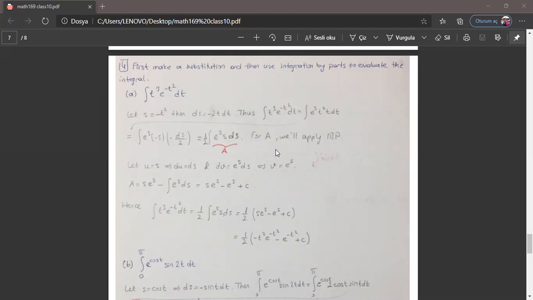Now for this integral, we will apply integration by parts. We say u equals s and dv equals the rest, e to the s ds. And as you should know by now, we have this for A, the result. Now we're given this, we know it's equal to that, and that equals this part. So we have 1 over 2 times this. Okay. So we need to write it in terms of t. Don't forget that. So here we have.